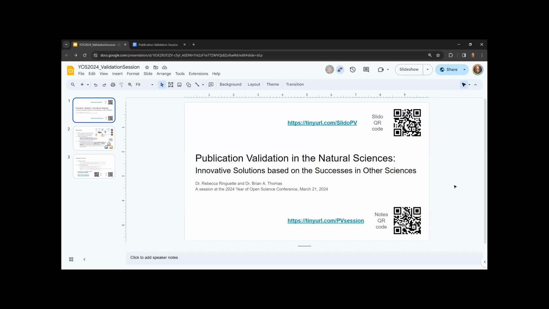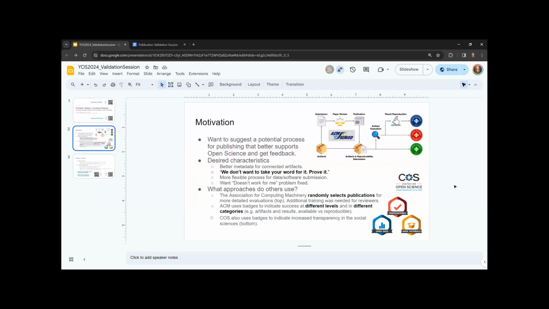Let's get started. So this is a session on publication validation in the natural sciences. We're looking for innovative solutions based on the successes in other sciences. So our motivation here is that we want to figure out a potential process for publishing that better supports publication validation in open science, and we want to get feedback from the experts that have agreed to present and the other experts in the room. Looking to collect all the bright ideas and see what we have.